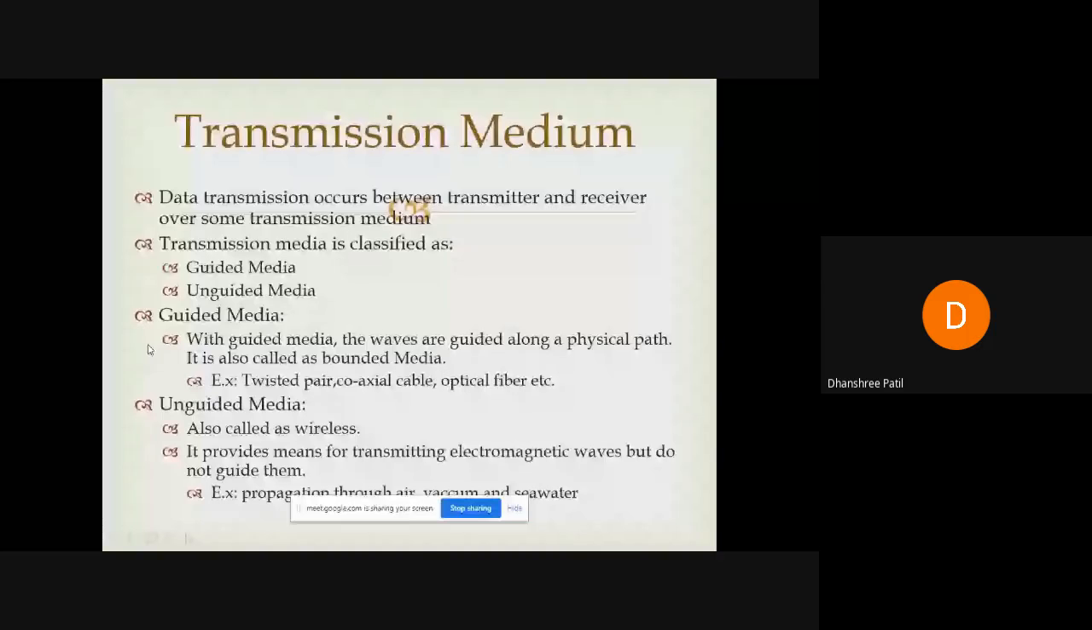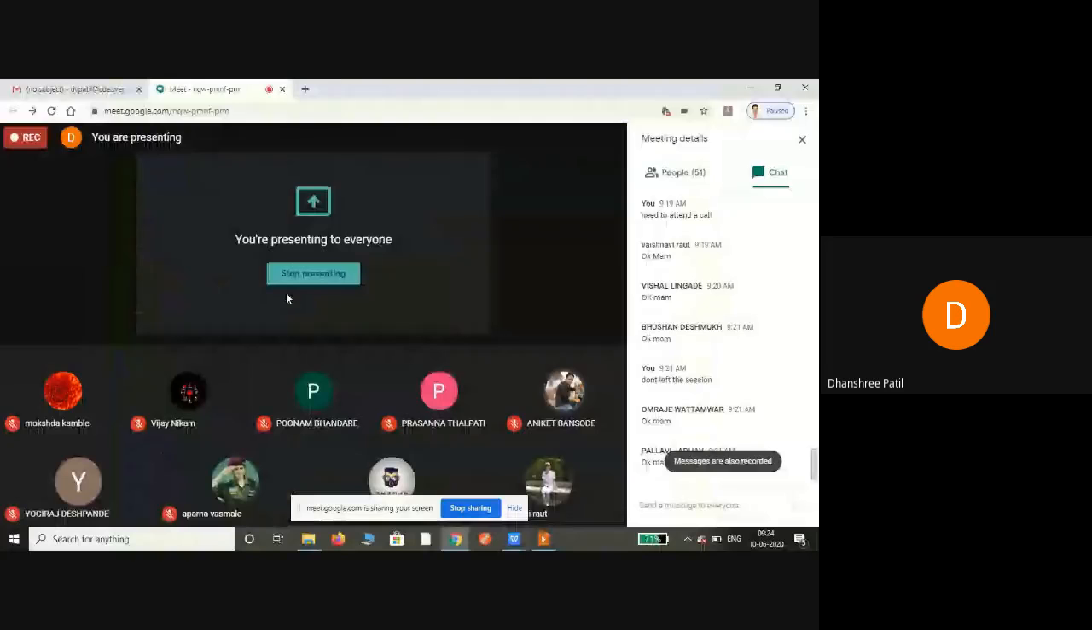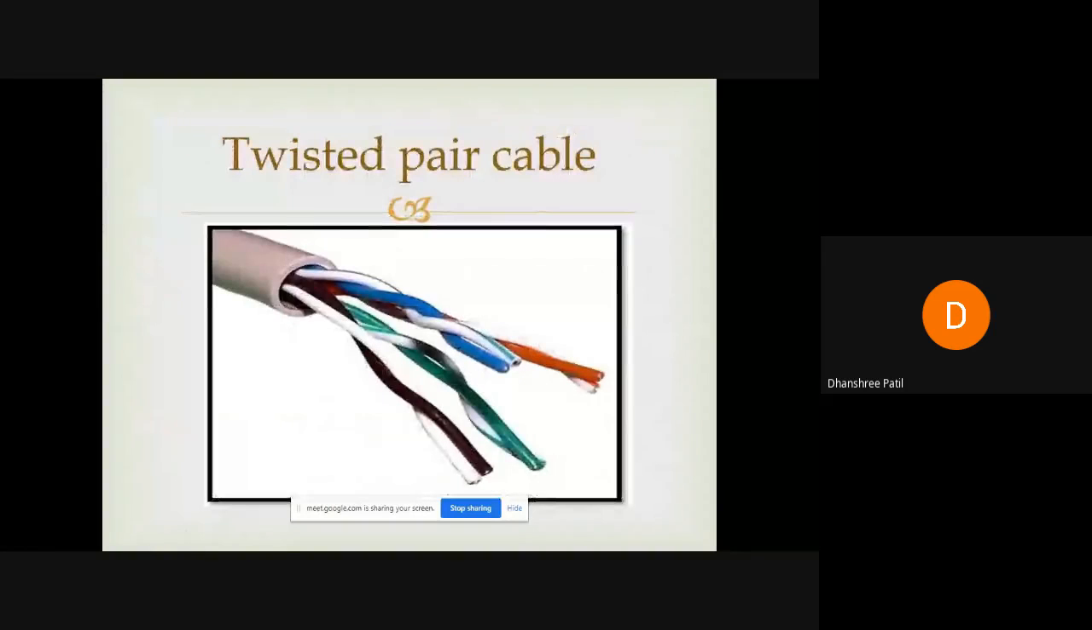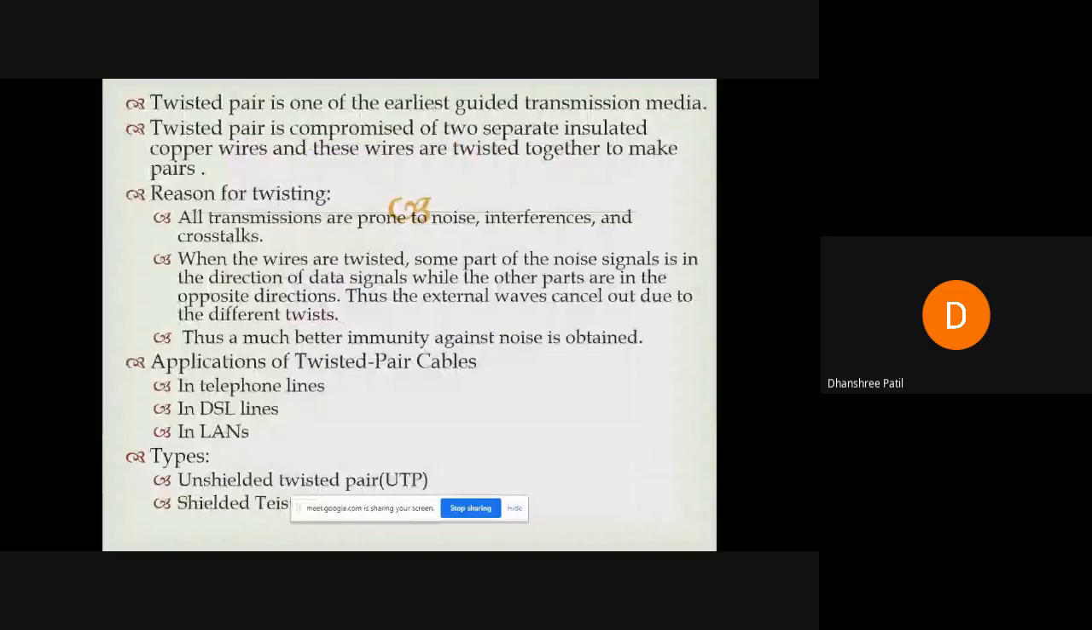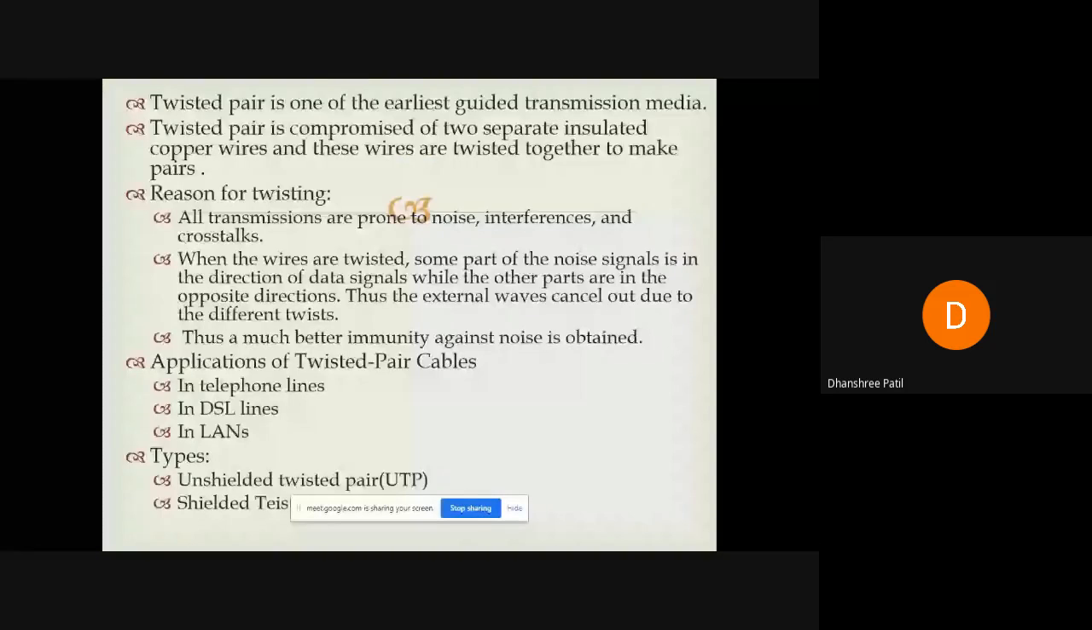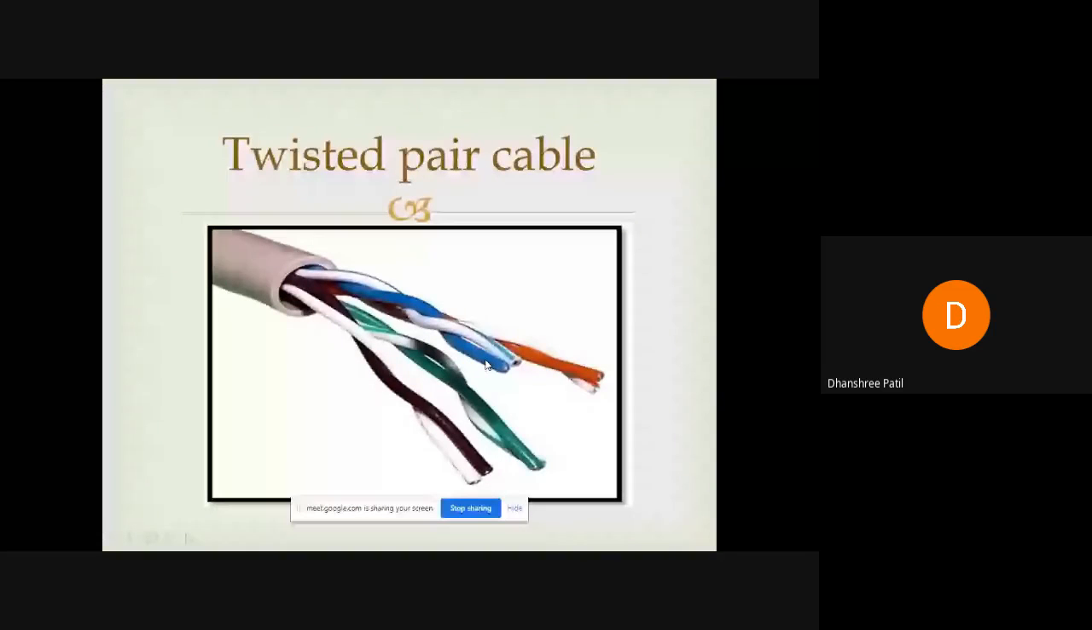Guided means the path is fixed, and in an unguided transmission medium there is no fixed path, so the data can move randomly. Those are the two types we have seen. Then we have seen types of cable: twisted pair, coaxial, and optical fiber. Twisted pair looks like this, where the cables are twisted with each other and data is sent. The twisting is done to avoid external noise.